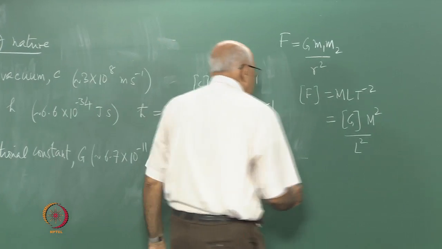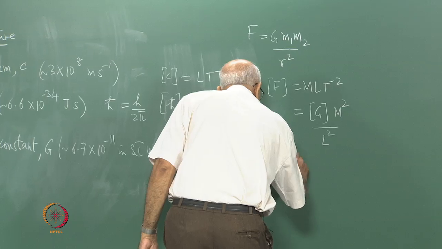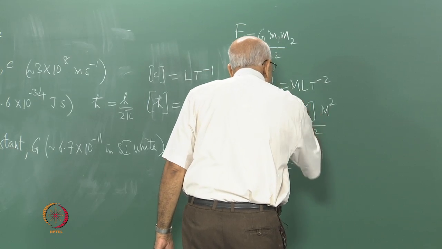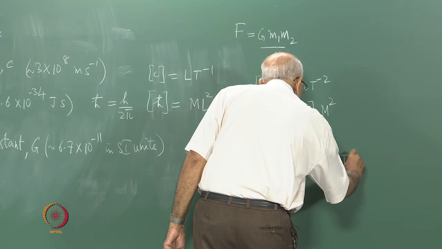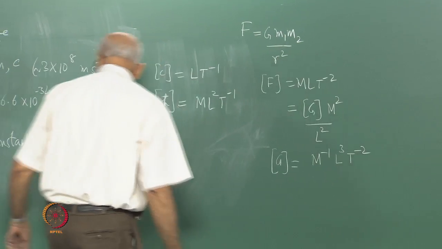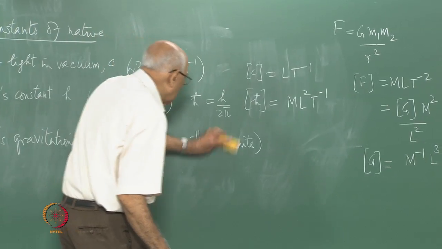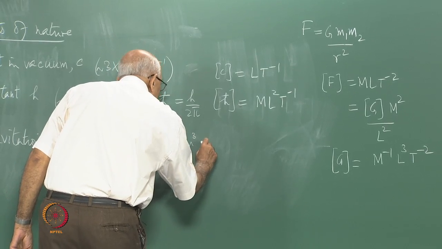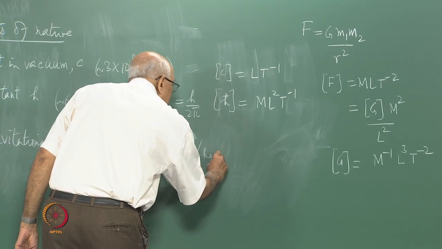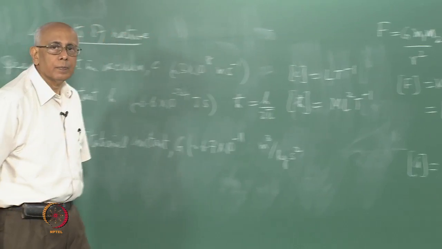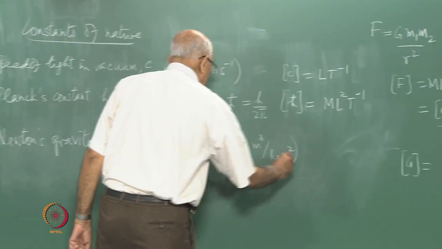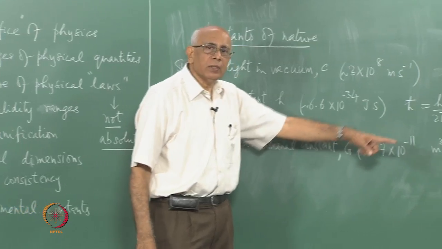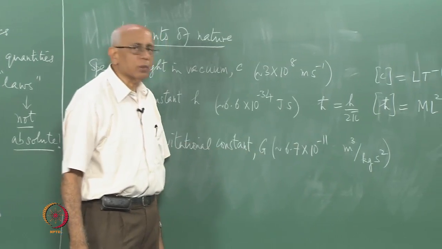So that tells us that the physical dimensions of G must be equal to m inverse, because I take this to the right hand side, L cubed t to the minus 2. If you like, I can write this in meter cubed per kilogram second squared. Write it in this form. But the numerical value in these units is 6.7 times 10 to the minus 11.